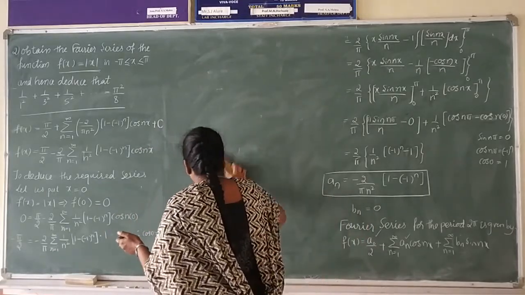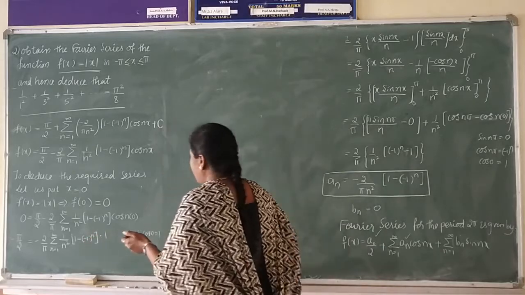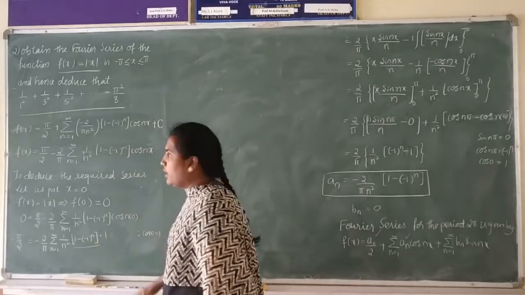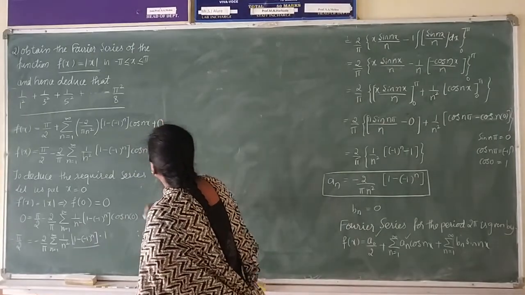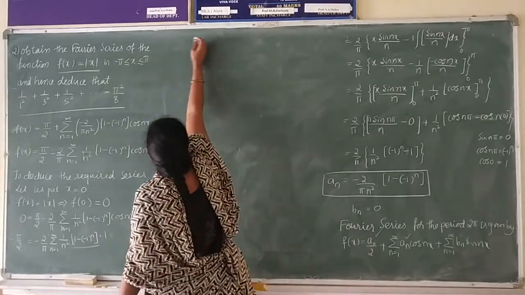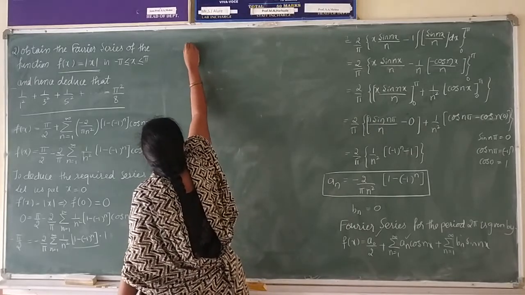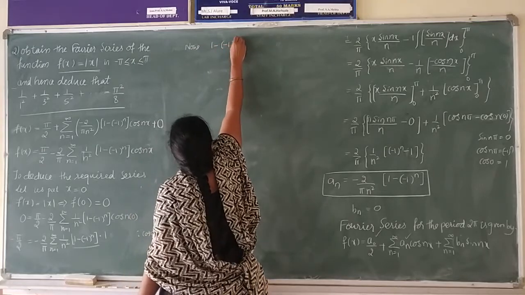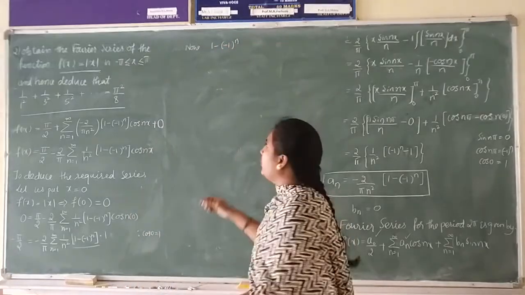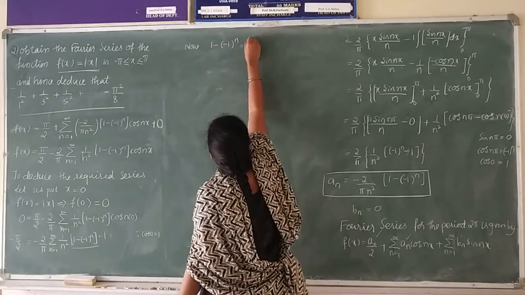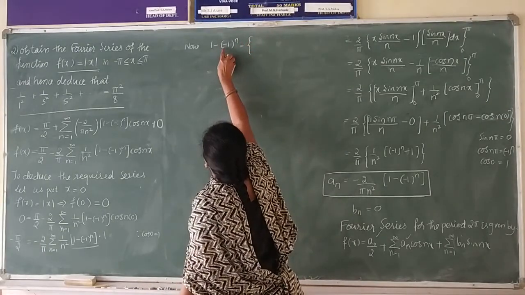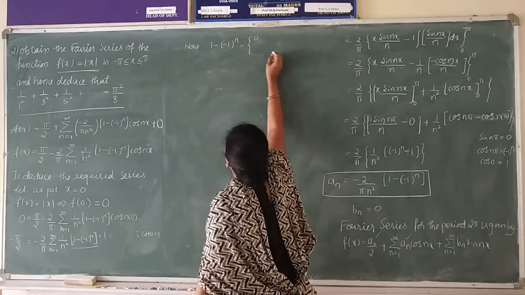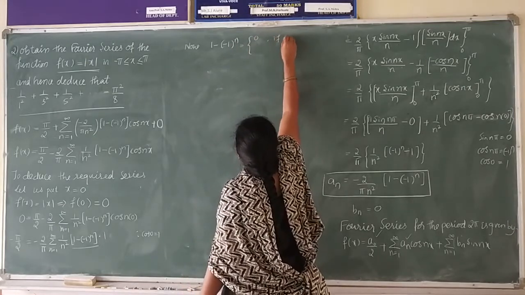Now I just want to substitute the value for this bracket. Just look here. I am finding the value of 1 minus of minus 1 raised to n. What value are we going to get here? We get 1 minus of minus 1 raised to n value 0 if n is even.